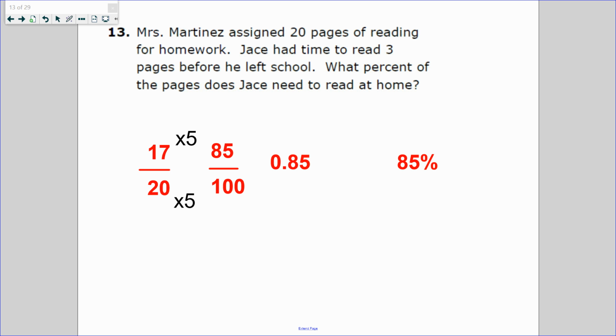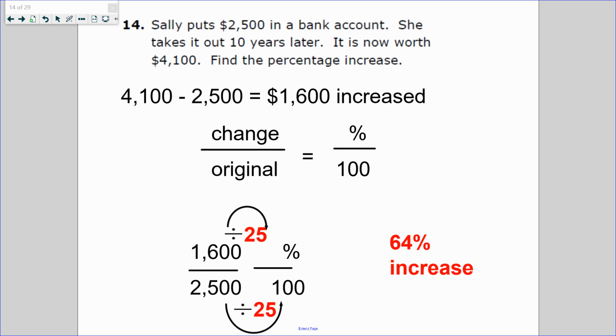There are 20 pages. He read 3 before he left school, so he still has 17 pages left to read. 17 out of 20 times 5 is 85 out of 100, 85%. I almost got this one wrong. I thought it was 15% because I had not read it correctly. He read 3 pages before he left school, so that means he did 15% at school. 100 minus 15% is 85%.